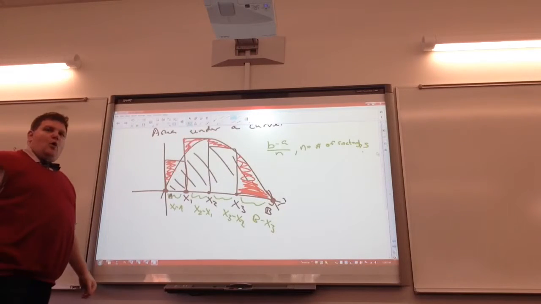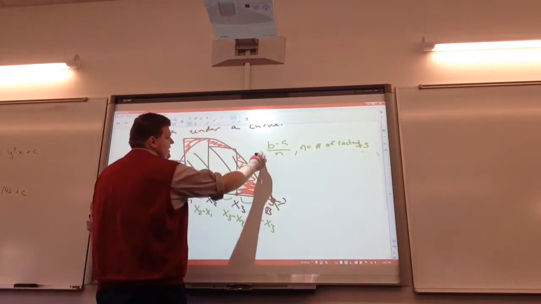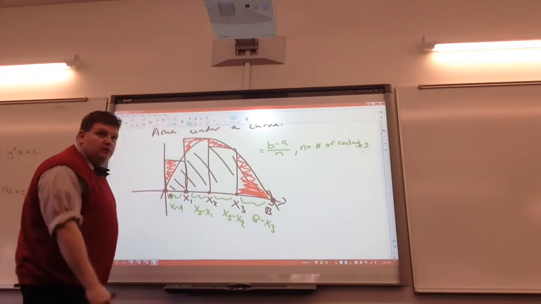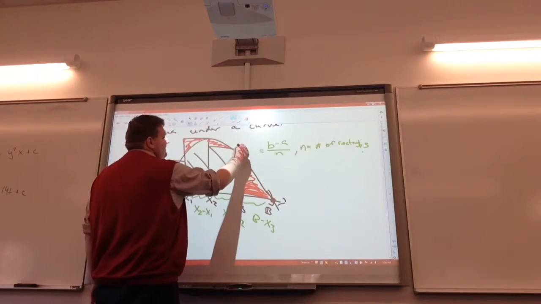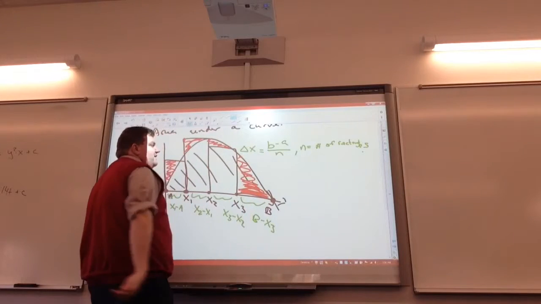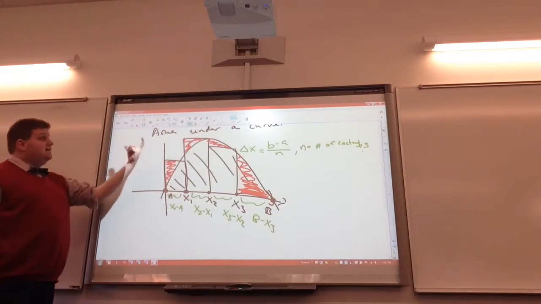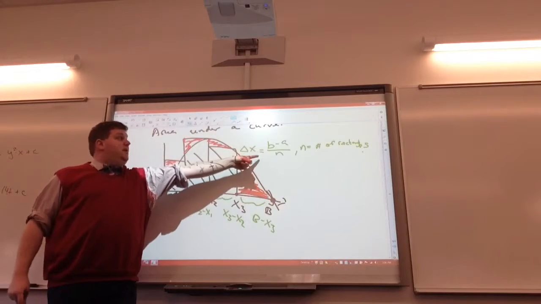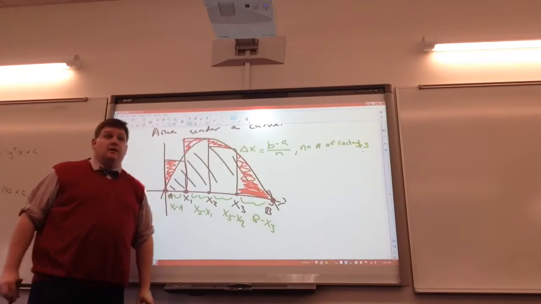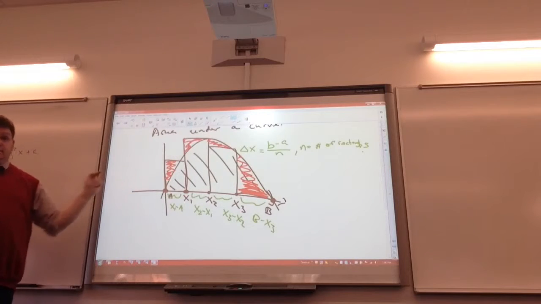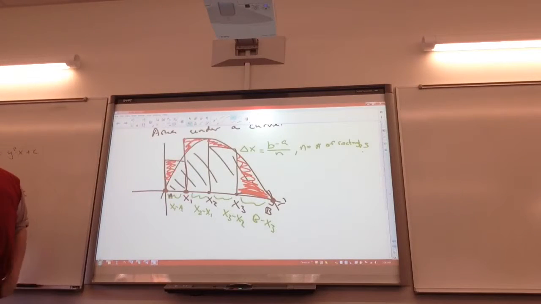By the way, we're going to go ahead and replace this and give it its own special variable. We're going to write it as delta x, okay? And so the change in x, that is the width of each of these rectangles, is determined by this little formula up here, okay? So that gives us part of our rectangle formula.